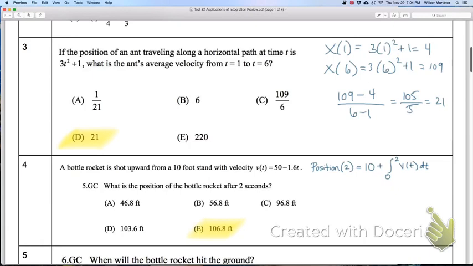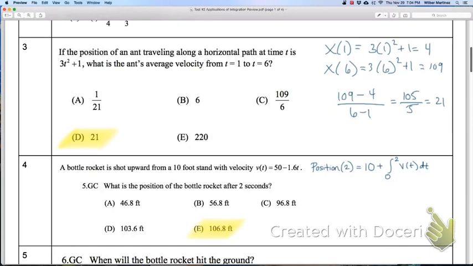Alright, when I put it in my calculator, I got 106.8. And notice, by the way, that 96.8 is also one of the answer choices. So if you had forgotten to add in the initial height, you would have accidentally gotten the wrong answer. So just be careful that you take into consideration where it started and where it is now.